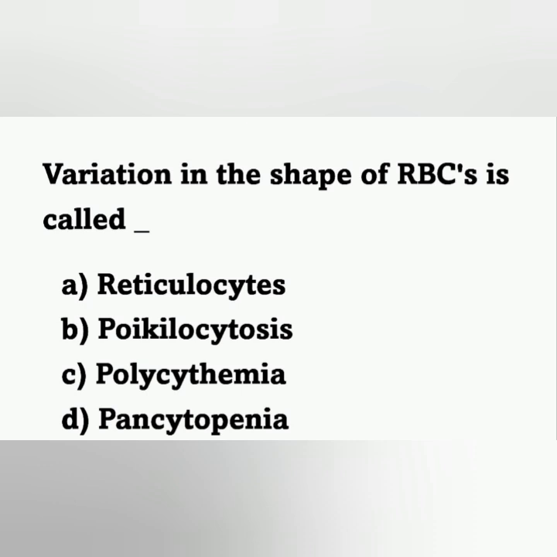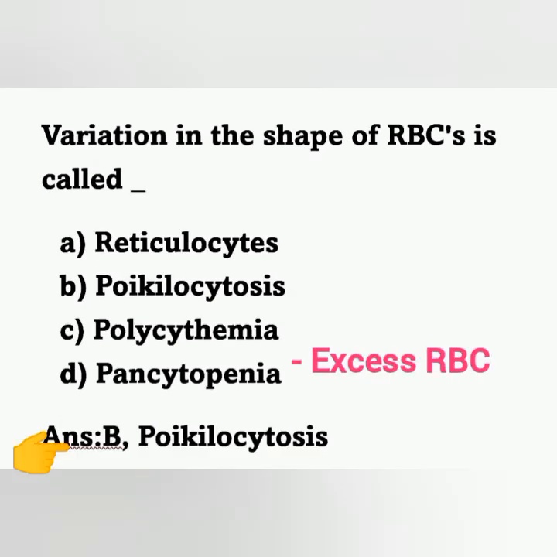First question, variation in shape of RBC is called. Options: option A, reticulocytes; option B, poikilocytosis; option C, polycythemia; option D, pancytopenia. The question is, variation in the shape of RBC is called poikilocytosis. Option B is the correct answer.